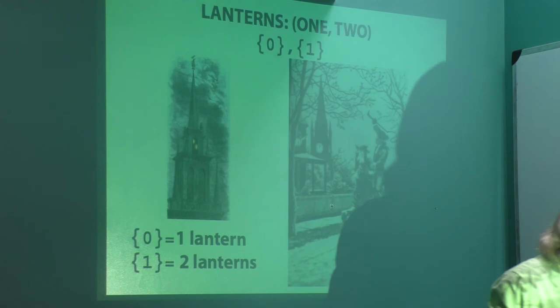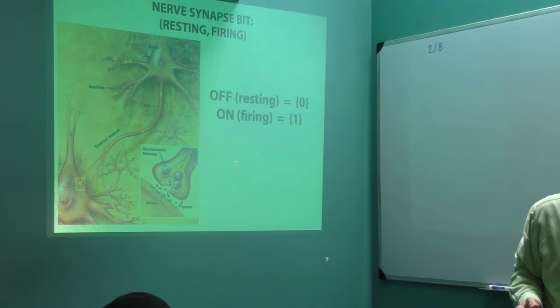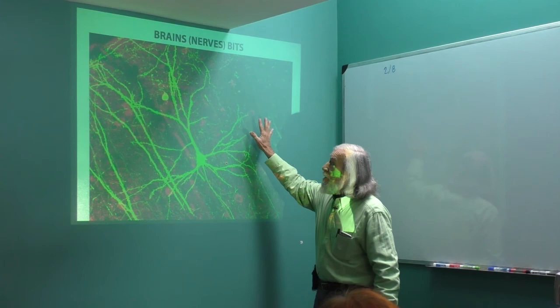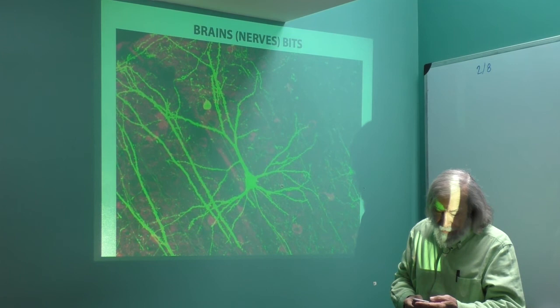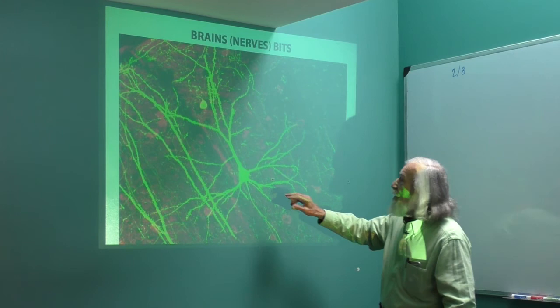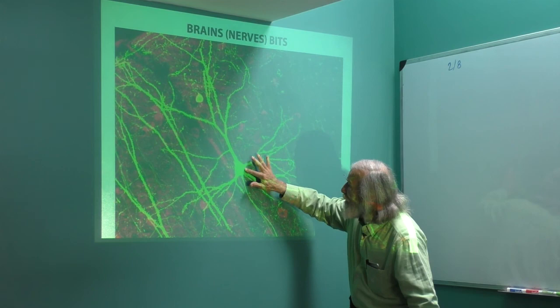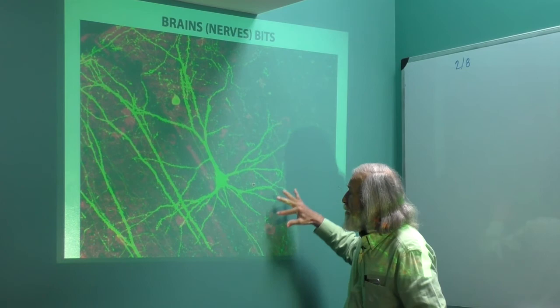Brains, the nerves in brains, are composed of bits. Let me just back up here. This is a section through the brain. All of these little fibers are nerves, and this is a nerve body. So this is a neuron. And what it consists of are fibers, the central processing unit here, and then a fiber called an axon, which sends out a pulse to the other nerves, and dendrites, which are receiving pulses from other nerves. So all these nerves are connected by these axons and dendrites.